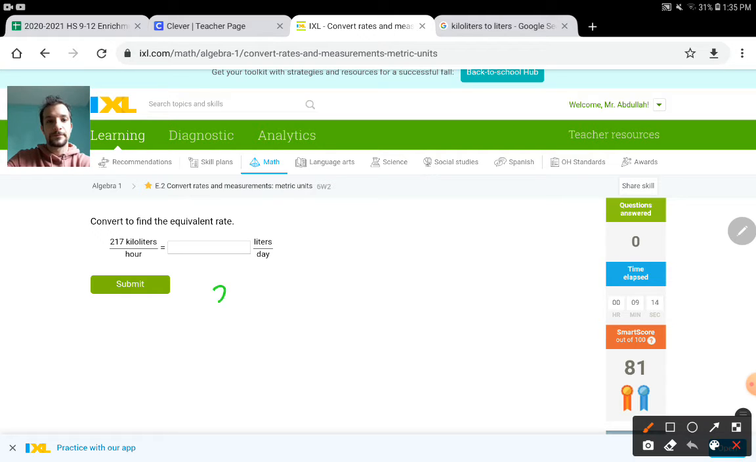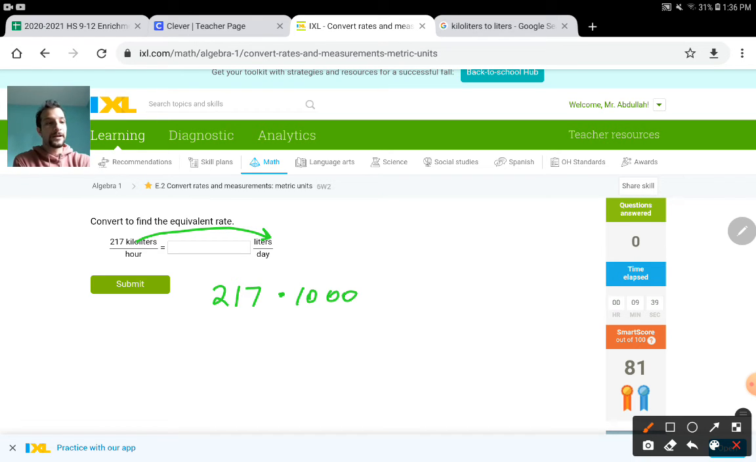So I get back to the original question. I start with my number, 217, and then I multiply this by 1000. I just assumed that I was going to divide, so I know I'm going to divide probably, but let's just not make any assumptions. 1000. Okay, so far this is what I have for the top conversion.